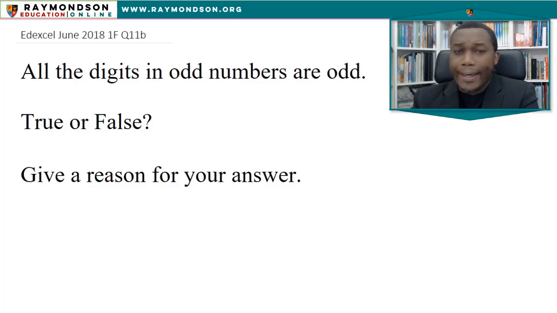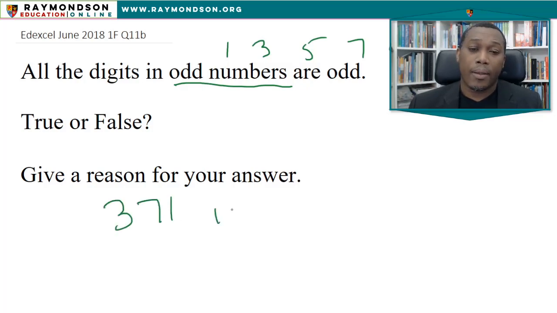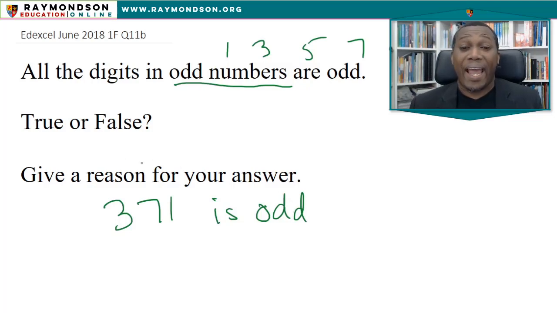Right. Let's deal with this. What makes a number an odd number? An odd number is a number that ends in 1, 3, 5, 7, or 9. It ends in it. In other words, it's all about the ones digit. So if I write 371, it's odd.